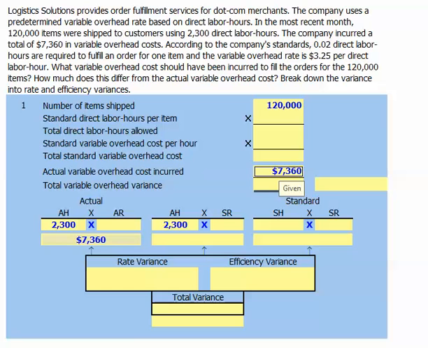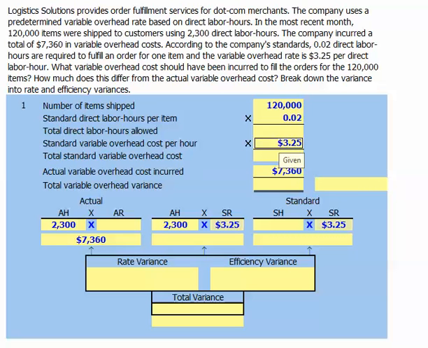According to the company's standards, 0.02 direct labor hours are required to fulfill an order for one item, and the variable overhead rate is $3.25 per direct labor hour. What variable overhead costs should have been incurred to fill the orders for 120,000 items? And how much does this differ from the actual variable overhead cost? Finally, break down the variance into rate and efficiency variances.